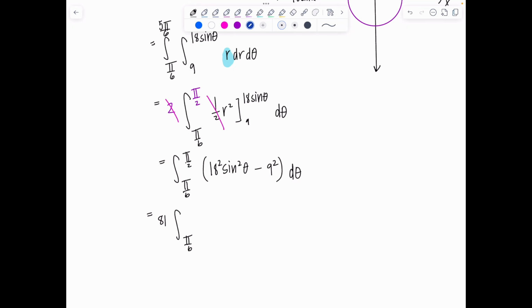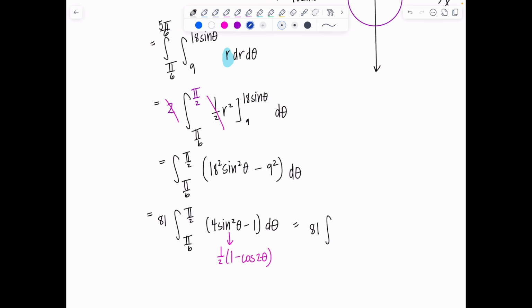Then I have pi over 6 to pi over 2. If I take 81 out of 18 squared, I'll be left with a 4. So 4 sine squared theta minus 1 d theta. And then, yep, replace sine squared theta with 1/2 times 1 minus cosine 2 theta. And then I have 4 times 1/2, so that's 2.